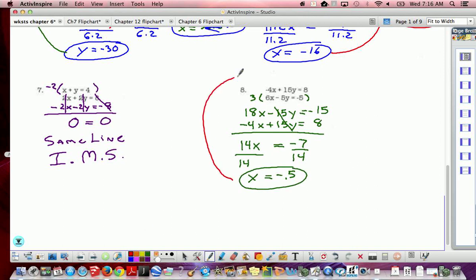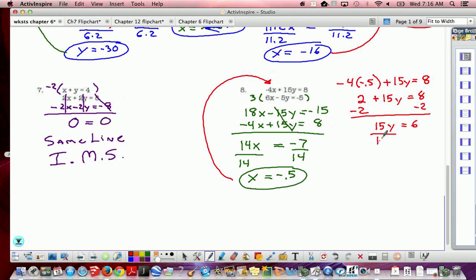Take that value, plug it back in. If I plug it back into the first one, -4 times -0.5. Gotta make sure I copy that right. Don't make that mistake like I did earlier. Plus 15y equals 8. So when I multiply those two together, I actually get 2 plus 15y equals 8. Subtract the 2. 15y equals 6. Divide by 15. So y ends up equaling, I believe, 0.4.